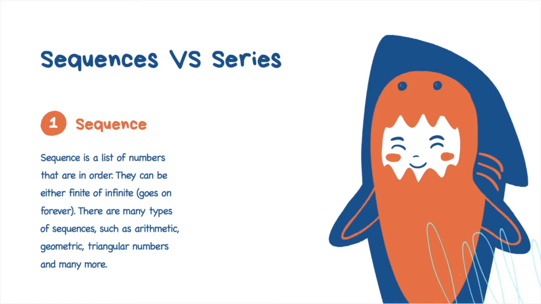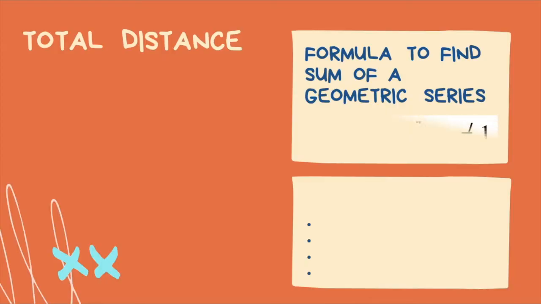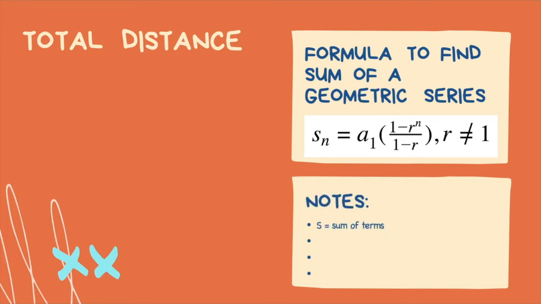As for a series, it is just the sum of a sequence. So if we have the infinite sequence 1, 2, 3, 4, 5, and so on, the series derived from the sequence will be 1 plus 2 plus 3 plus 4 plus 5, and so on. The formula to find the sum of a geometric sequence when the common ratio is not equal to 1 is S sub n equals a sub 1 times 1 minus r to the power of n, all over 1 minus r, where S is the sum of the terms, n is the number of terms, a sub 1 is the first term, and r is the common ratio.